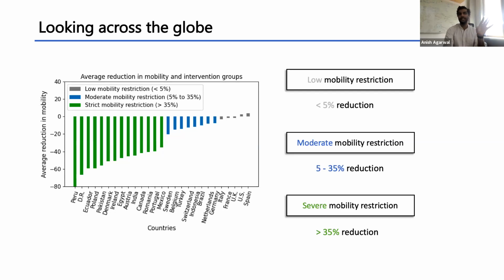So there's a natural cluster, at least roughly speaking, into 3 kinds of countries: ones with a small reduction in mobility, a moderate one, and a severe reduction in mobility, from less than 5%, to 5 to 35%, and greater than 35%.